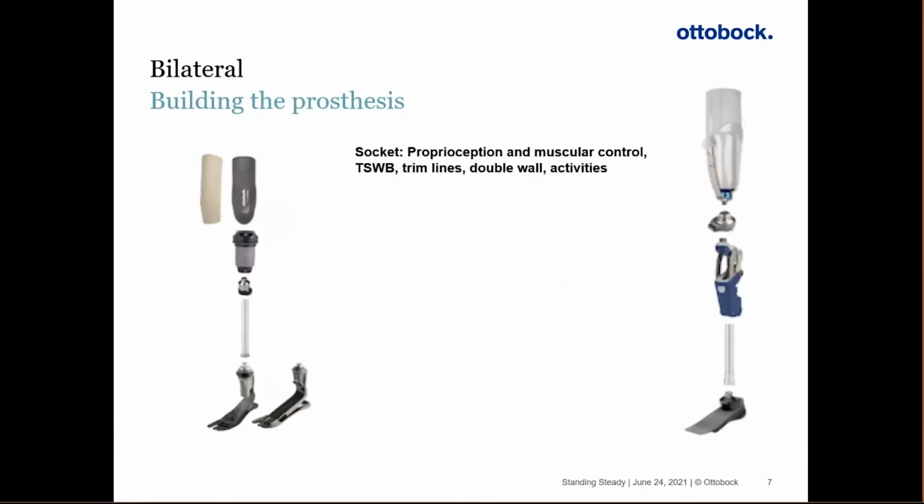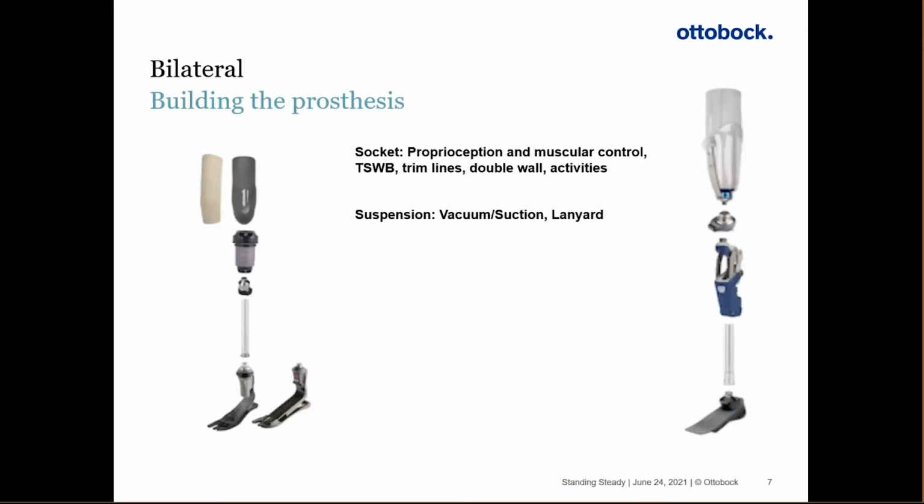Starting with the socket and considering proprioception and muscular control, total surface weight bearing, trim lines for sure. What do they want to do? Do they need to get on a bicycle for some exercise? Do they sit in a tight office space? What is their environment? Double wall designs and various activities are all things to consider when evaluating the socket. Of course, socket fit is going to be really key in their success, with having that good intimate fit.